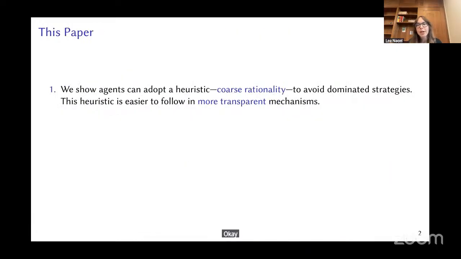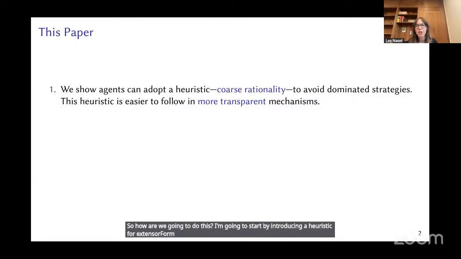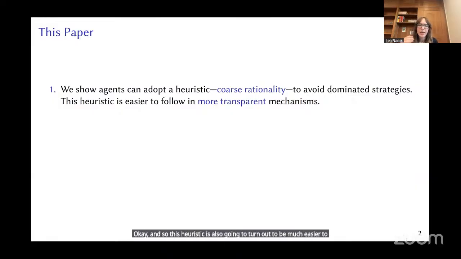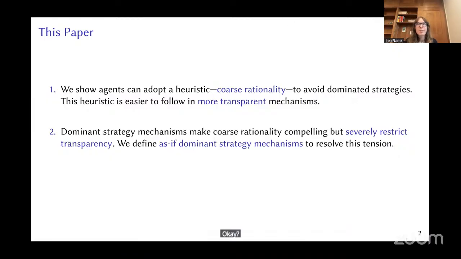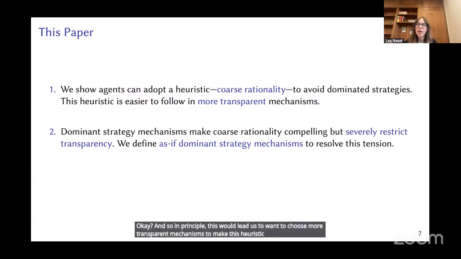Okay, so how are we going to do this? I'm going to start by introducing a heuristic for extensive form mechanisms that I call coarse rationality. And so this heuristic helps agents avoid dominated behaviors, but requires much less contingent reasoning than reasoning through the entire mechanism. And so this heuristic is also going to turn out to be much easier to follow as we make a mechanism more transparent, so as we reveal more about other agents' past actions. Okay, and so in principle, this would lead us to want to choose more transparent mechanisms to make this heuristic very easy to adopt, but unfortunately, more transparent mechanisms tend to be incompatible with also maintaining dominant strategy incentives.